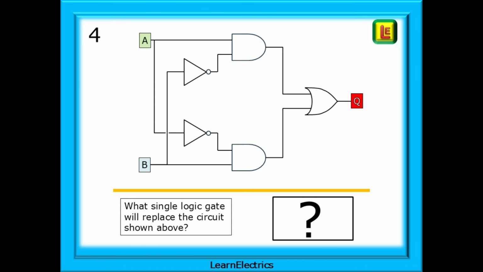Question 4 will really test you. Consult the truth tables for this one, or at least make your own truth table by putting 1s and 0s on the inputs and following the signal through each of the gates to the output at Q. Just one single logic gate will replace all those shown on the slide. Pause the video, sketch the circuit and decide on your answer before moving on.